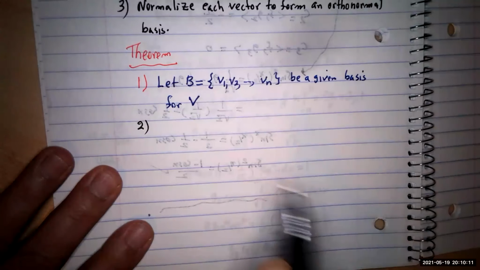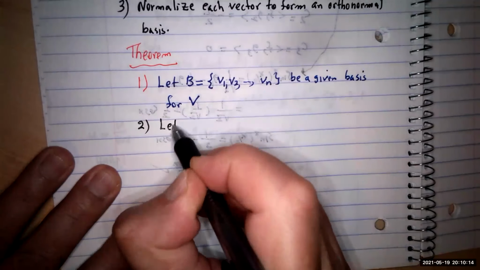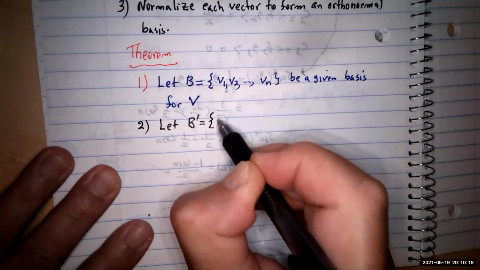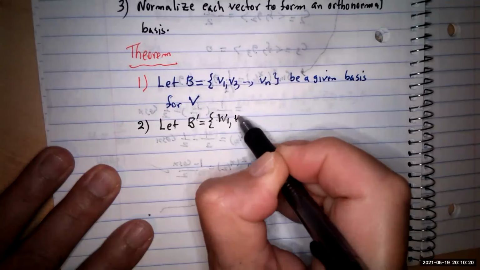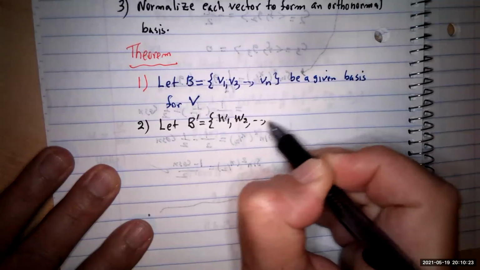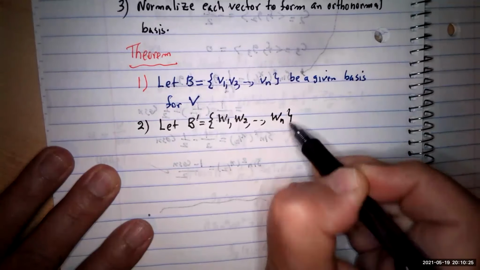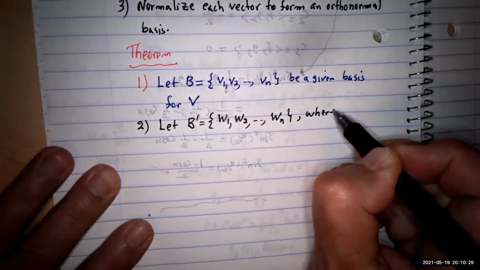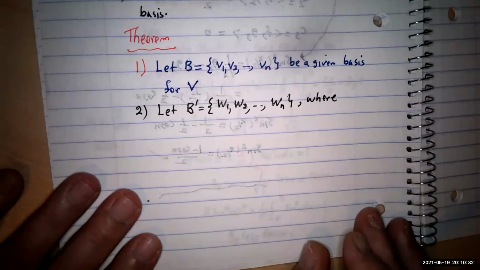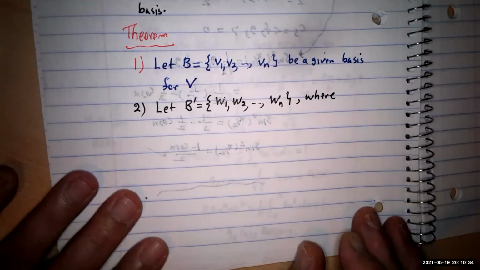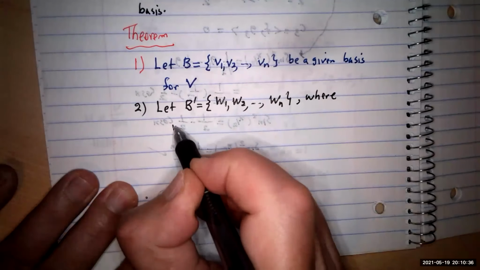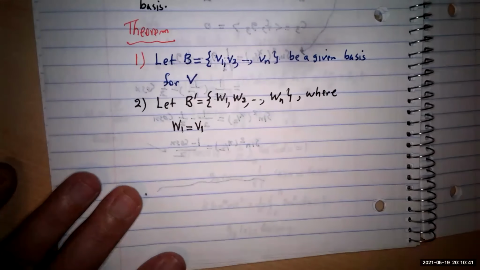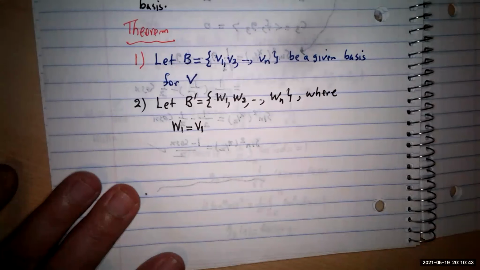So how are we going to do it? This is it. We are going to let B prime, this is the one that you're going to construct, be equal to W1, W2, up to the Wn. Okay, now where are these W's coming from? Let's see, I do a couple of them. You see, we take the W1 to be equal to the V1.